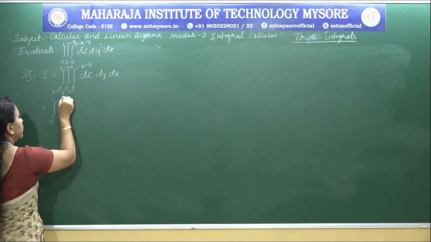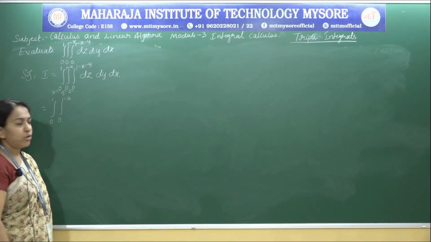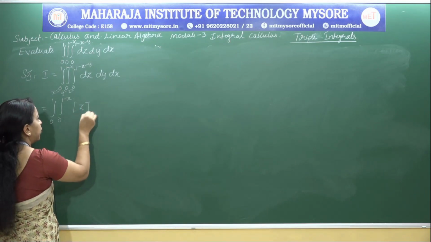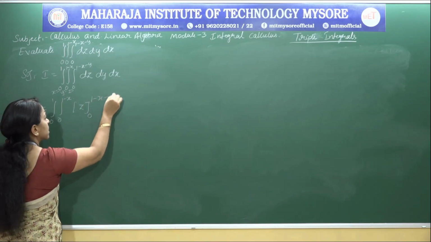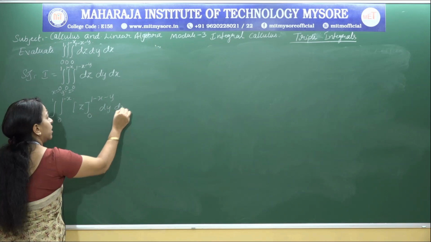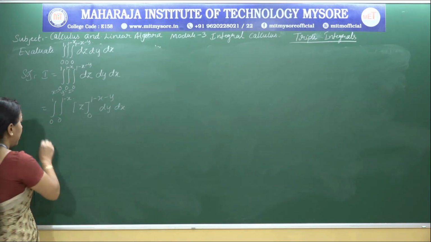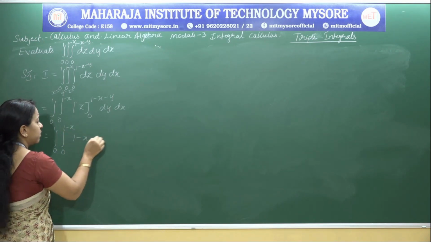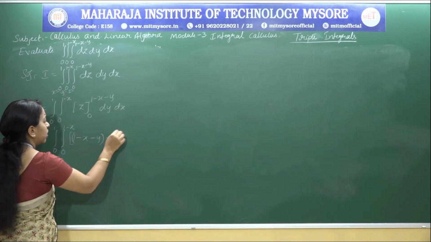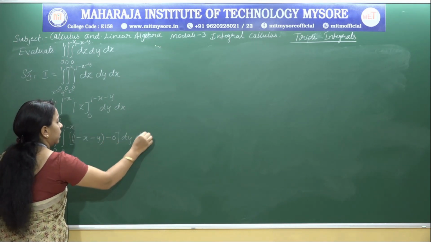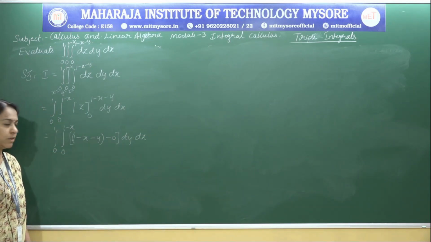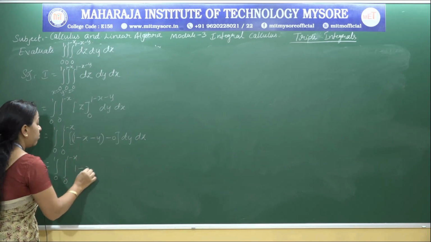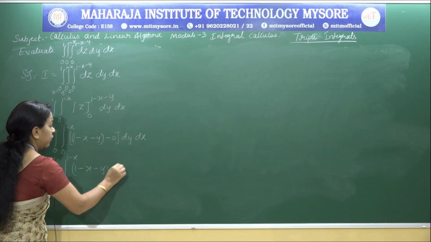So keeping x and y constant, we must integrate with respect to z. I don't have any function there, I have only dz. Therefore the integral of dz is z between the limits 0 to 1 minus x minus y, dy dx. Apply the limit: integral 0 to 1, 0 to 1 minus x, of 1 minus x minus y, the upper limit, minus the lower limit 0, dy dx. Or it reduces to integral 0 to 1, integral 0 to 1 minus x, of 1 minus x minus y, dy dx.